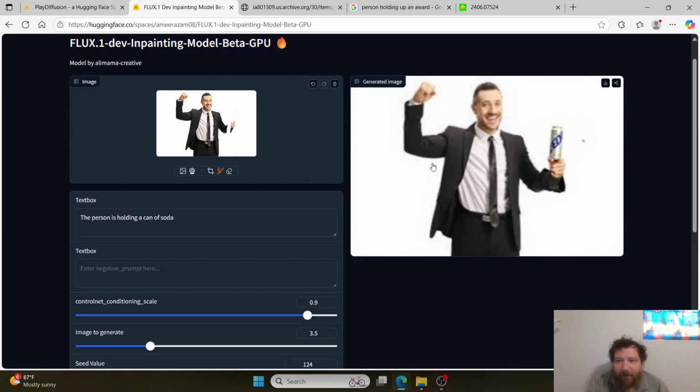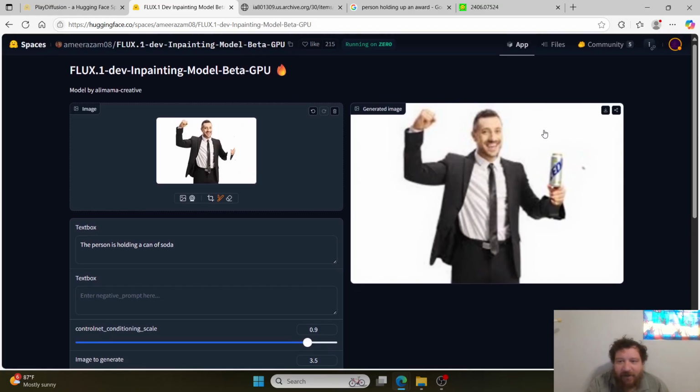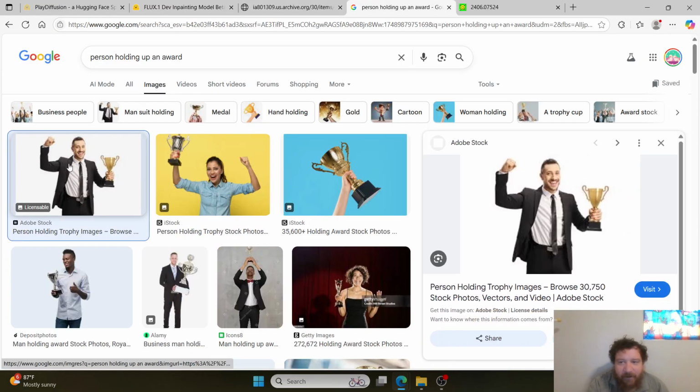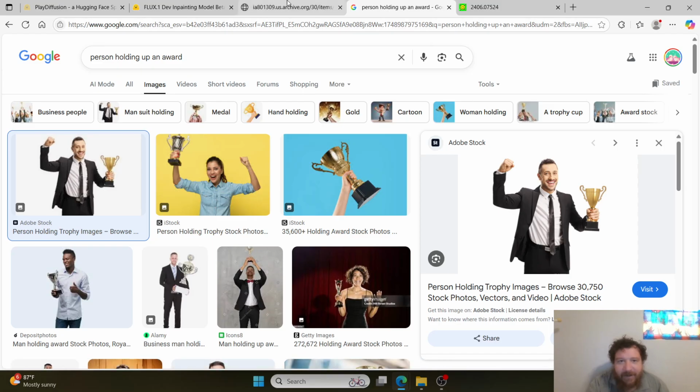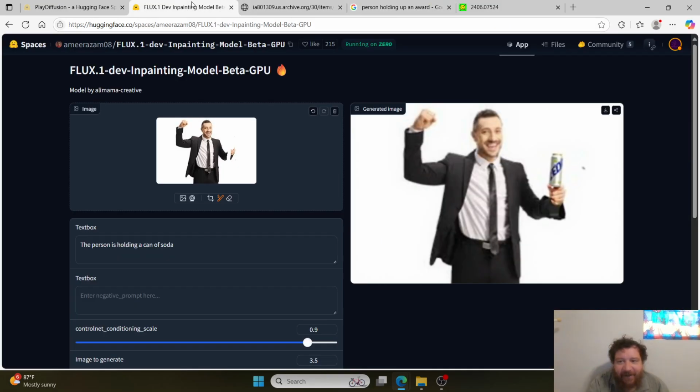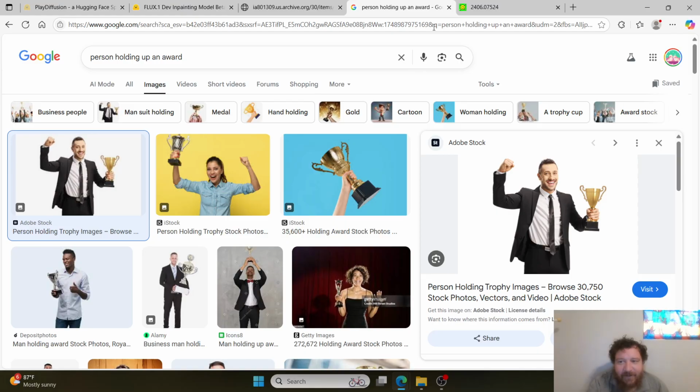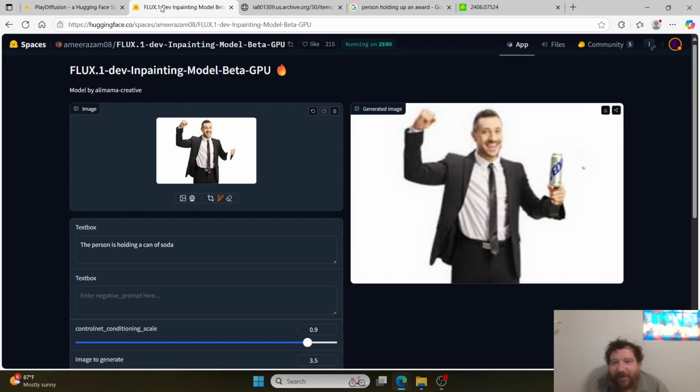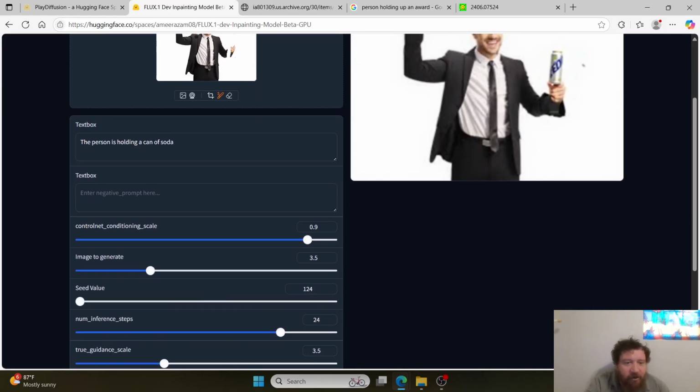The person is now holding a can of soda. Again, this is the original image I took it from, right? This is the one. And now here he is holding a can of soda. No more of this, right? And just this. Not that hard to do. Just a few seconds and a few prompts, and understanding how to do inpainting, and understanding how inpainting works on the back end, right?